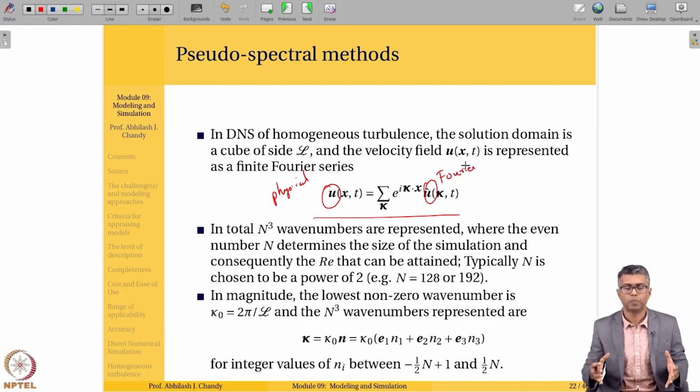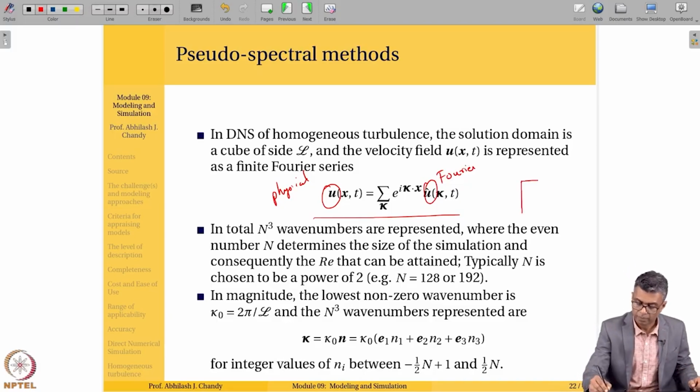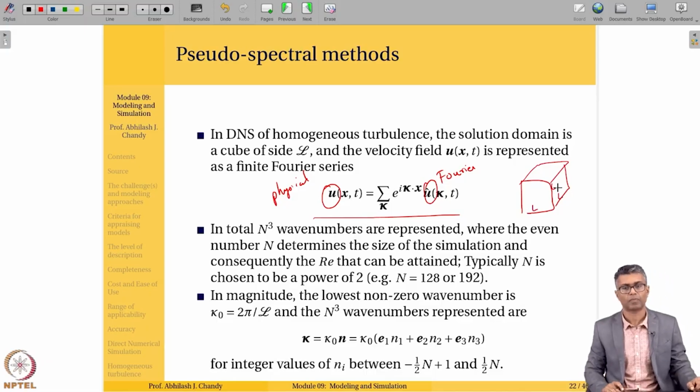Now since it is a cube, I have the same size in all directions. So I have a cube, L, L, and L. Again, a very simple domain. I'm making life simple by looking at a simple domain, so everything else is straightforward to analyze. N cubed wave numbers, what do I mean by that? N wave numbers in each direction. So N cubed wave numbers.